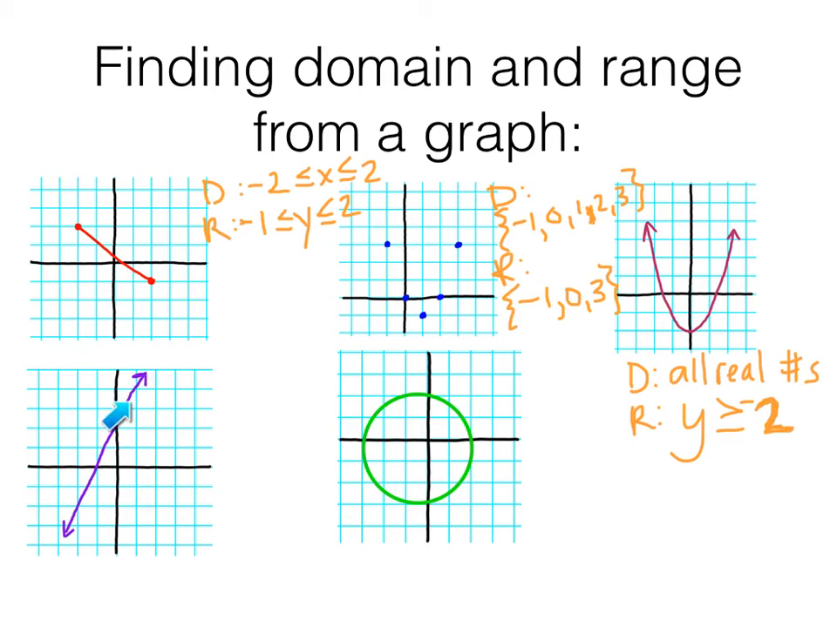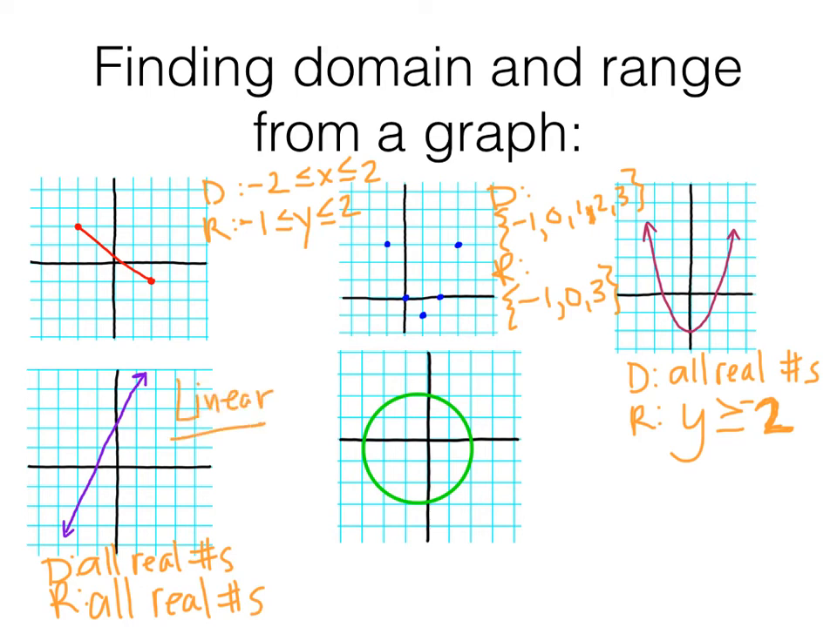Okay, let's come look at this line over here. So for this one, domain and range. Again, I want to think about, can it keep going forever to the right and forever to the left? Yes, it can. The domain is all the real numbers. What about the range? Will it keep going forever up and forever down? It sure will. So the range is all real numbers. And that will happen now and again. In fact, any linear function is going to have that domain and that range.